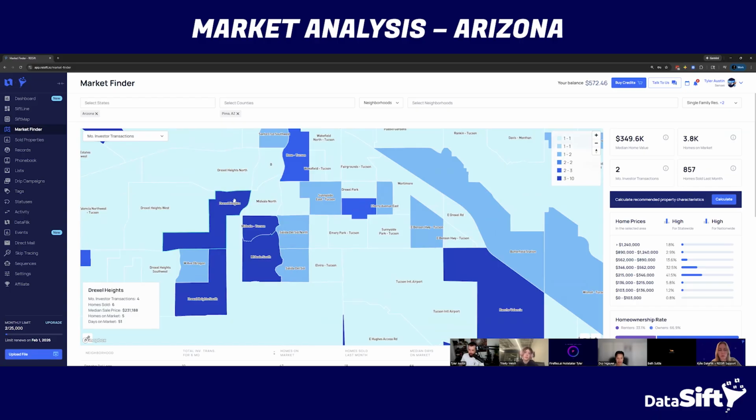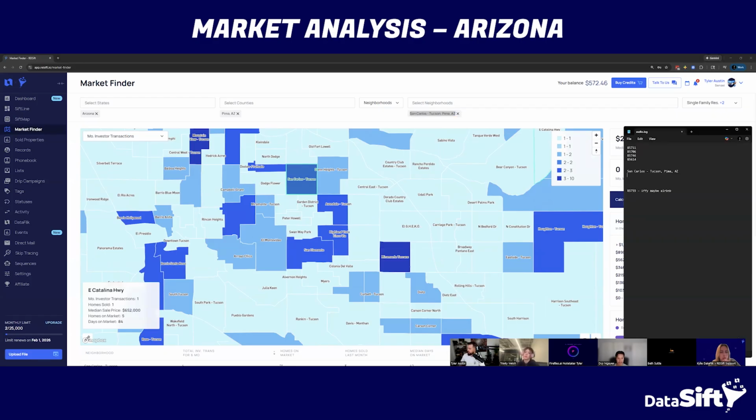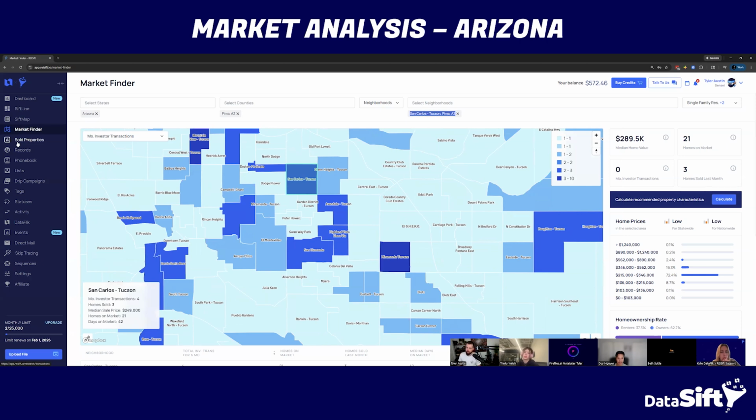Drexel Heights looks pretty good. 51 days on market. I think I'm gonna go San Carlos Tuscan because that one's got a pretty good percentage. So I'm just gonna select that so I can copy the name here, paste it in here, just so I can use it as my example. All right, and then we're gonna move to sold properties.